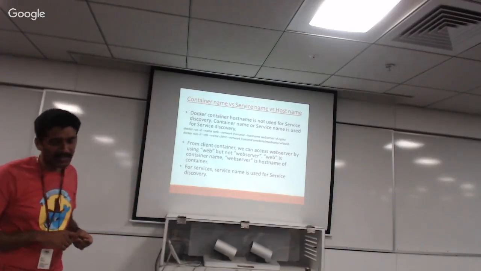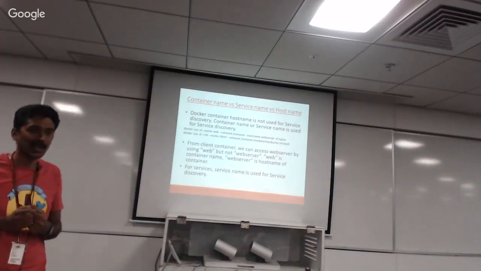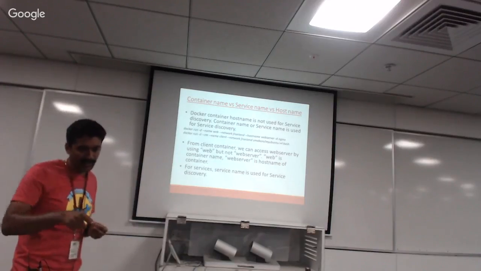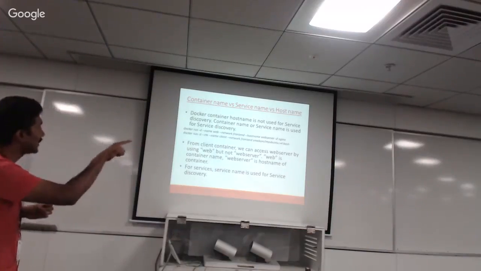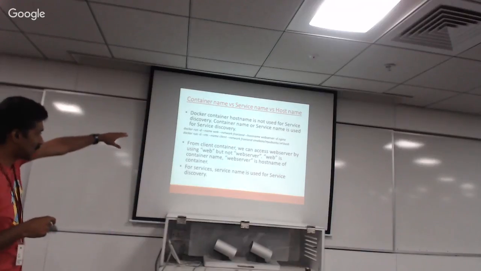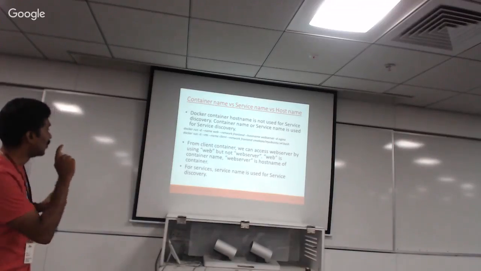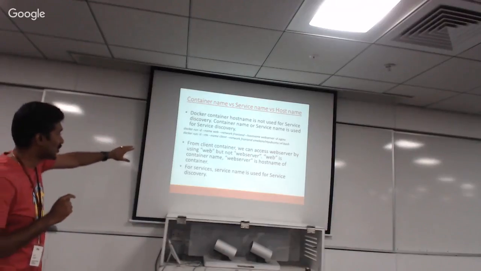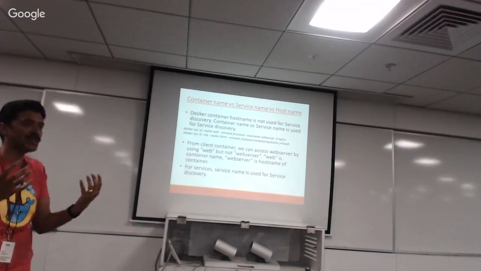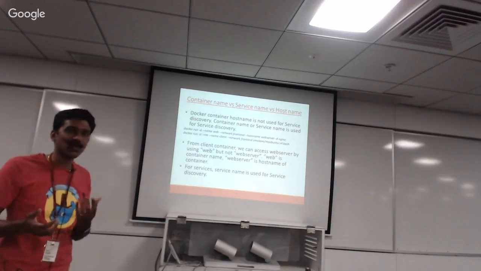Another interesting one: in Docker, the host name is not used for service discovery. What is used for service discovery is your container name or service name. For example, I'm running a container where the name is web and the host name is webserver. The second one has the name client, and the network is frontend. Here we can access the web server by using web, but not by webserver, because webserver is the host name. Typically, people think the host name is used for service discovery, but for whatever reason, Docker has done it in a way that the container name or service name is used for discovery, not the host name.